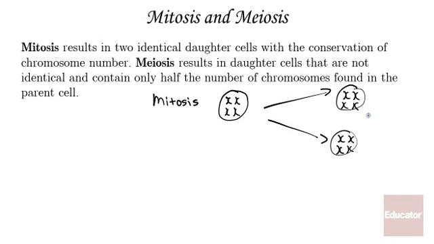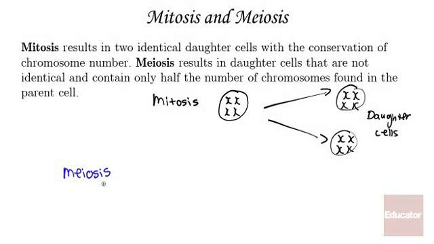In addition, these daughter cells are identical to the parent cells. They're identical in chromosome number. They're also identical in the information that the chromosomes contain. They're identical to each other. They're identical to the parent cell. This is much different than meiosis.